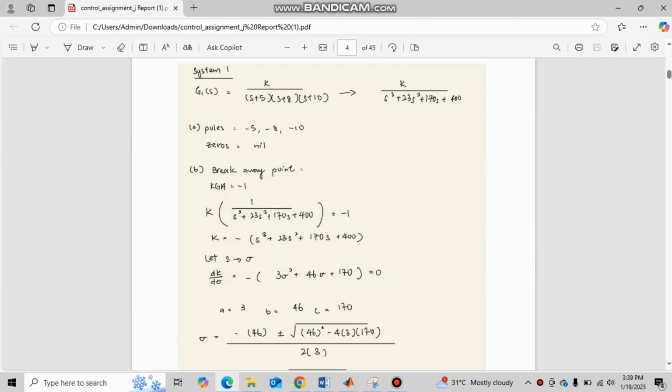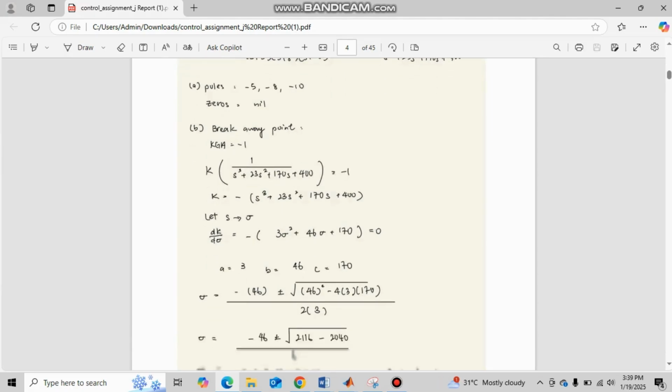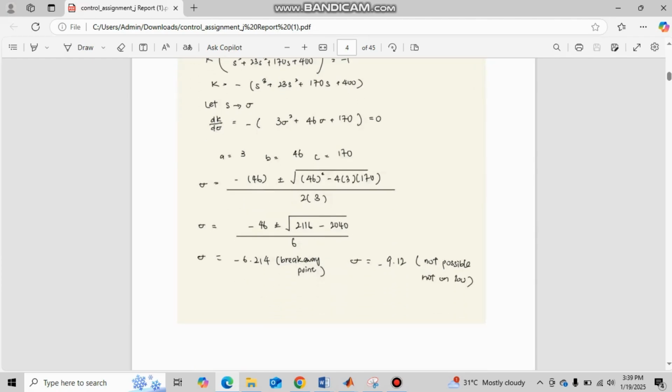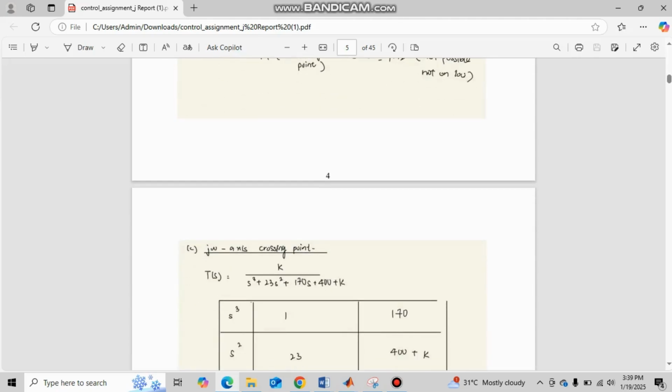Then after this we find the breakaway point. The formula is KGH equals negative 1. Let sigma be the variable, and take dK over d sigma to find it. Then we find the breakaway point, which is negative 6.214.